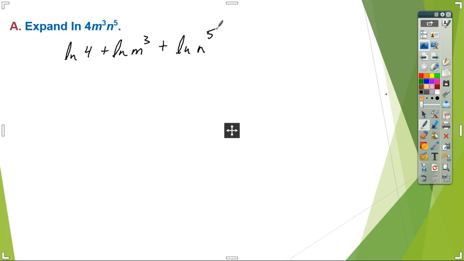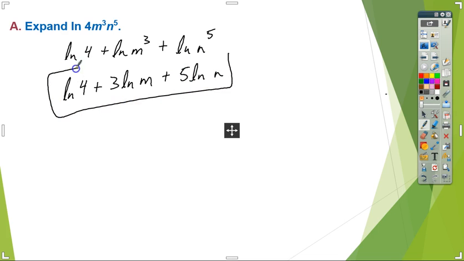I'm not done. Can I expand this one anymore? Heck no. That's still going to be ln of 4. Plus, can I expand this one? You betcha. This 3 can come down because of that power rule. 3 ln of m. Plus, hey, same power rule, 5 ln of n. There's my expanded view. You need to know these rules intimately, which means backwards and forwards. Okay?